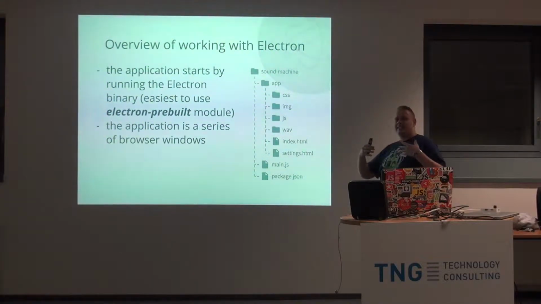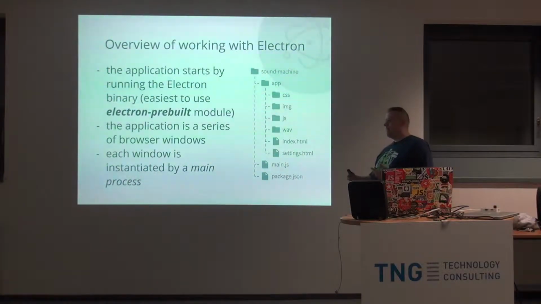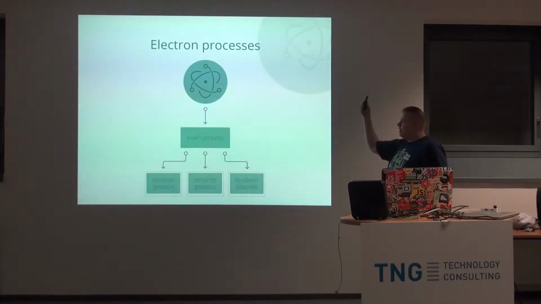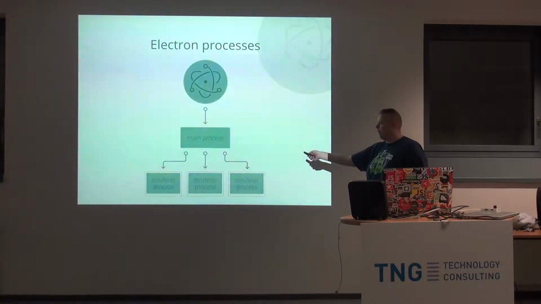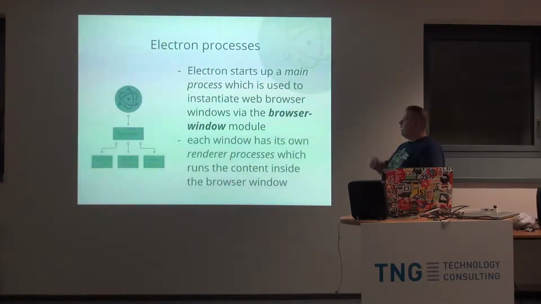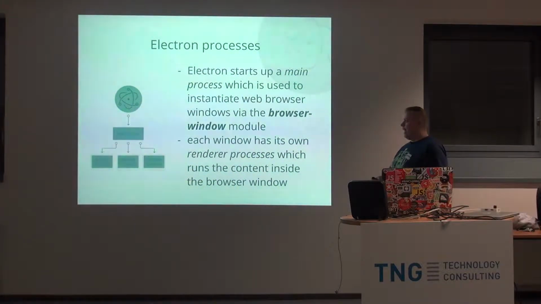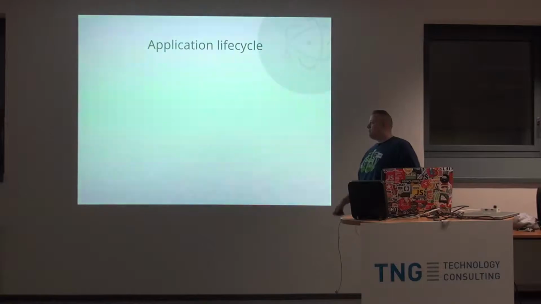The application is really a series of browser windows running web apps, so it's really easy, and each window is instantiated by something called a main process. Now, what's a main process? A main process is something that Electron starts, and it runs this main.js. So yeah, Electron starts your main process, and each window that you start is started by a browser window module, and it's running its own renderer process. What's it got with these processes? Well, these processes make it possible for you to interact with the native UI, and they allow you to communicate between them.